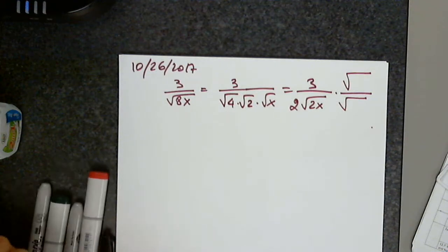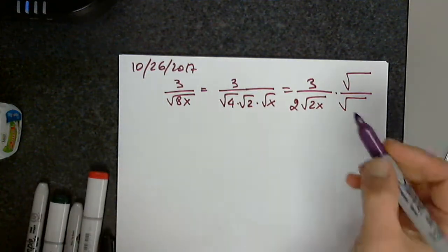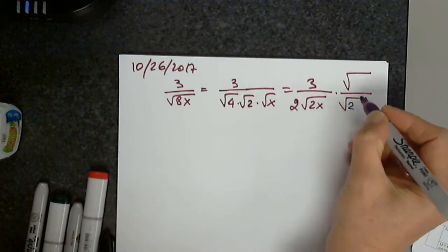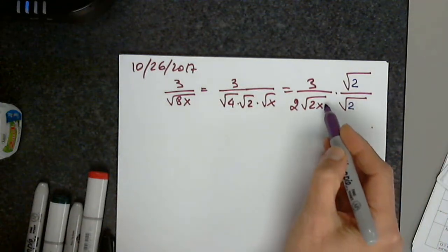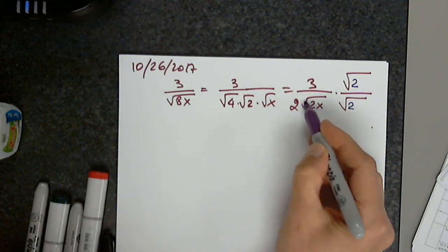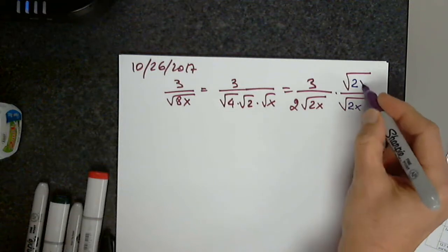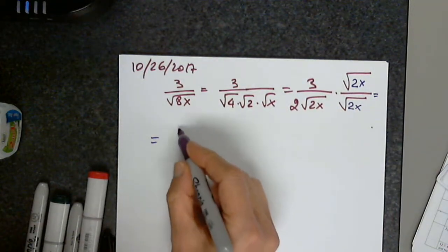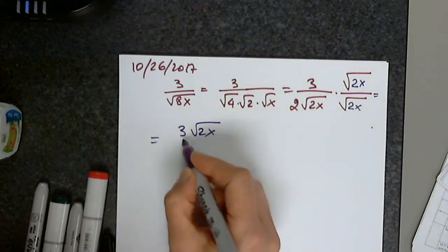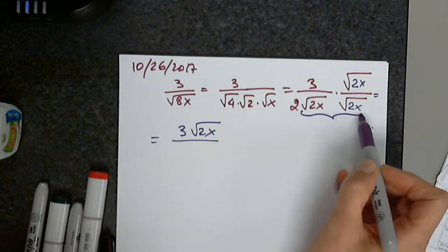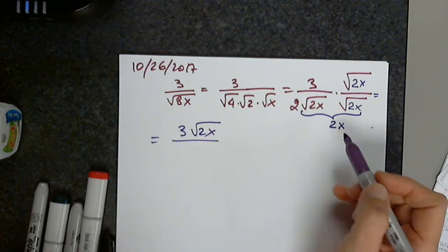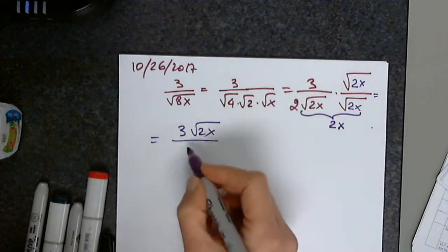Now, how many 2's do I have? Well, I have 1, 2. I need one more. How many x's do I have? 1, but I need a total of 2 because the index is 2. So I need another one. And that's final. So the top is 3, the square root of 2x, and the denominator will be, this product is exactly what I want, 2x multiplied by 2. So I have 4x.